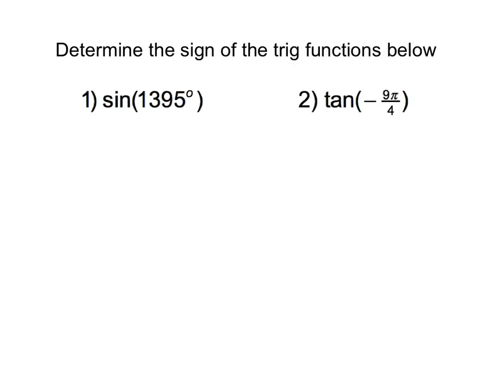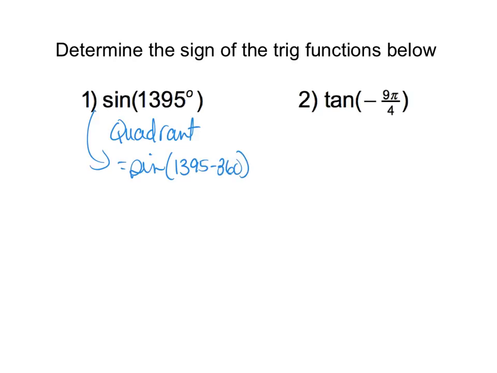So I'd like to take a look at these trig functions and determine whether they should be positive or negative based upon the angle. The first step is to find the quadrant of each of the angles. So again, we have sine of 1,395. We are going to say that that's equal to sine of 1,395 minus 360. And I'm going to keep subtracting 360 till I get an angle that is coterminal with that, somewhere between 0 and 360.